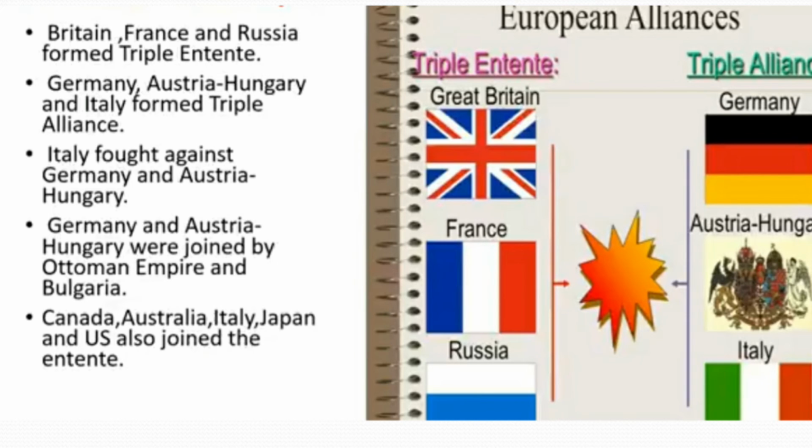Germany entered into an alliance with Austria-Hungary. Then in 1882, Italy joined the alliance and it came to be known as the Triple Alliance. So this is how the Triple Alliance was formed.